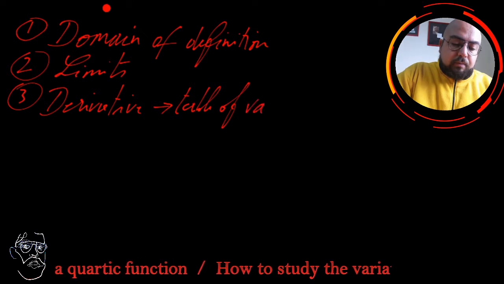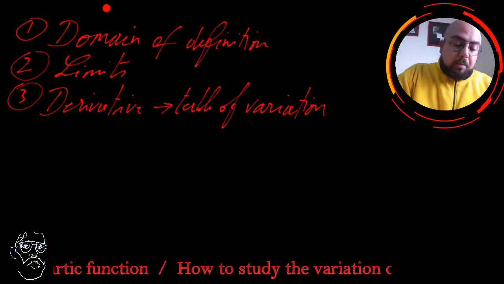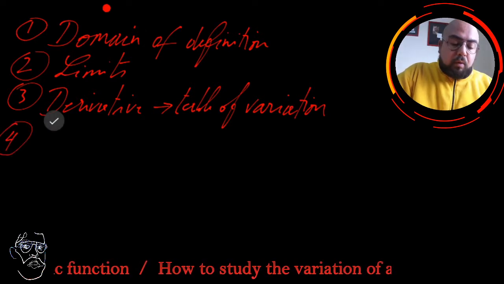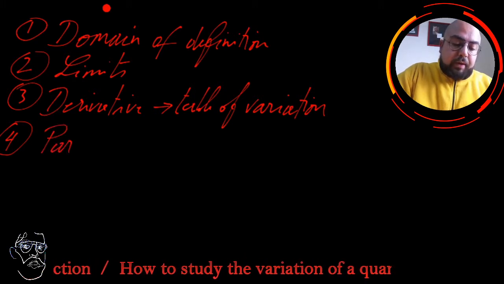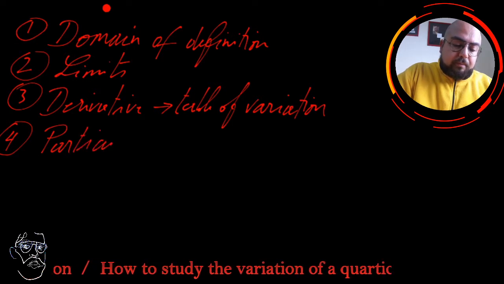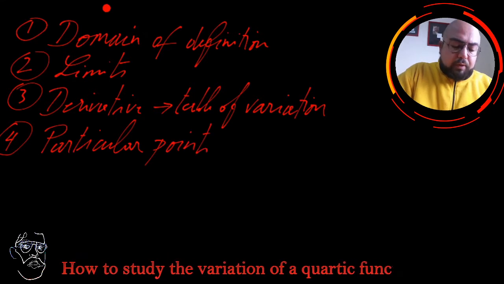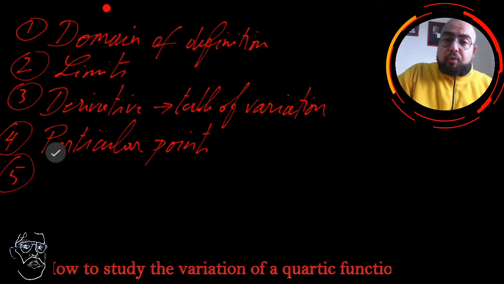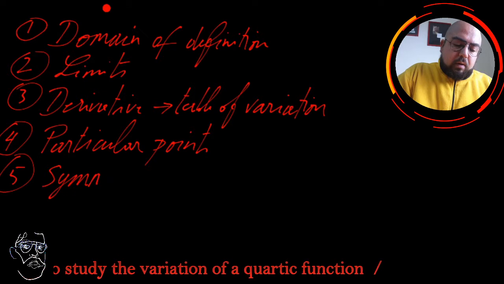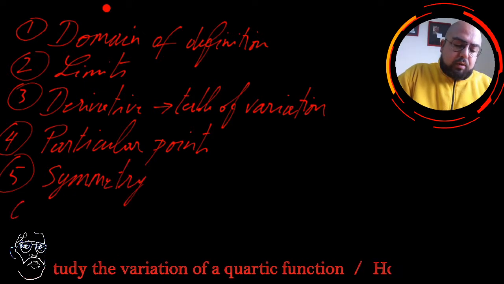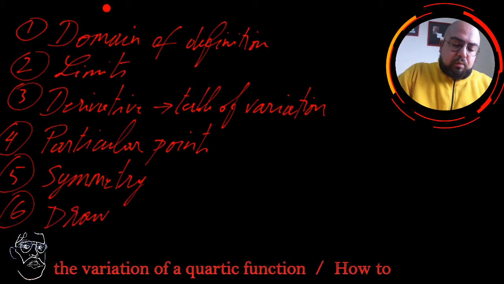Table of variation. Now, regarding this table of variation, of course, you will need some particular points to add. So the fourth step will be to calculate the coordinates of some particular points, which of course are going to help you to draw the curve. Of course, fifth step, if there's a symmetry, you can study the symmetry. And finally, you will be able to draw the curve.